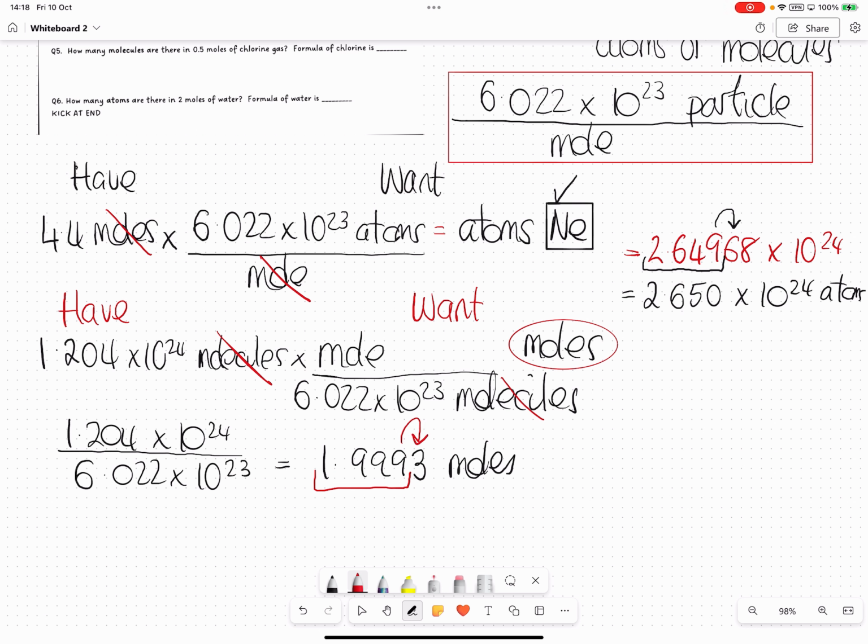Again, for the SEC, we're looking for 4 significant figures. I have to look at what comes after my 4th significant figure. It's only a 3. So my final answer for this guy is 1.999 moles.